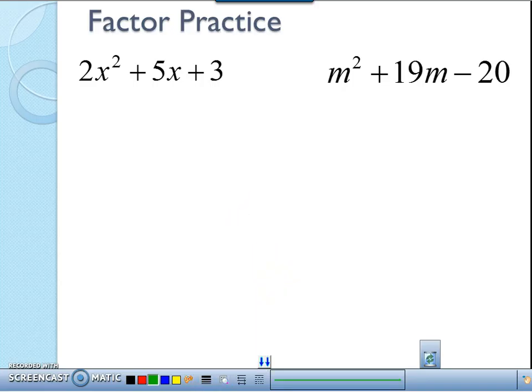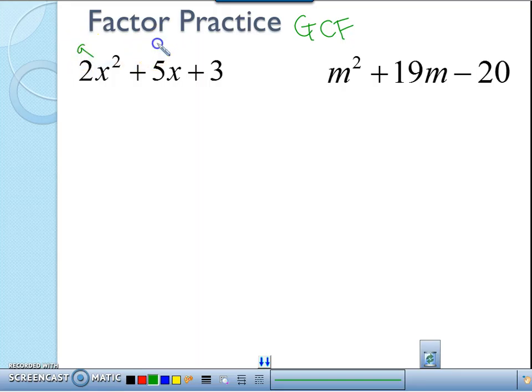So let's practice these two trinomials. We're going to factor them. Let's try together. First, you need to understand that you have to see if there's a GCF. Right here, 2, 5, and 3. Is there a GCF besides 1? There's no GCF, so we're not going to use GCF to factor. Sometimes there is, then we're going to use GCF. So here we're just going to go ahead and factor.